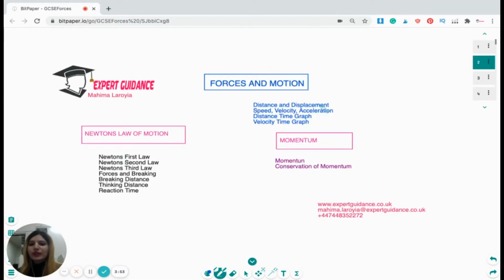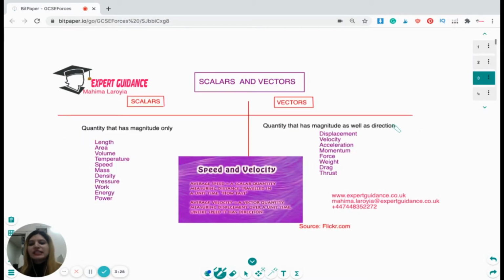And for motion, we'll be covering Newton's laws of motion: Newton's first law, second law, third law. We'll be covering forces in braking, the braking distance, the thinking distance, and the reaction time. We'll be covering distance, displacement, speed, velocity, acceleration, the distance-time graph, velocity-time graph, momentum, and the conservation of momentum. So let's begin.